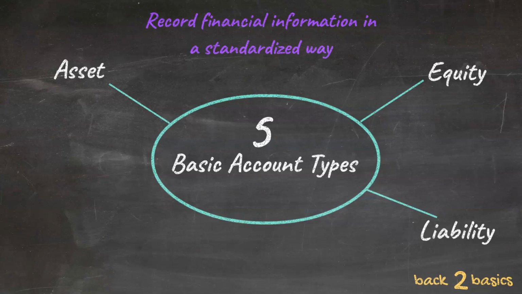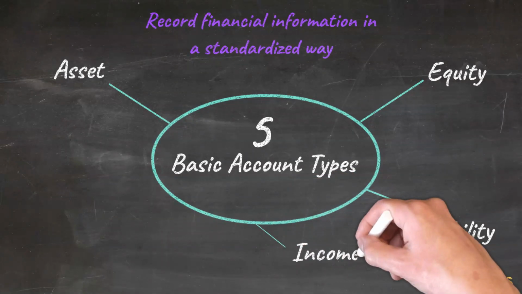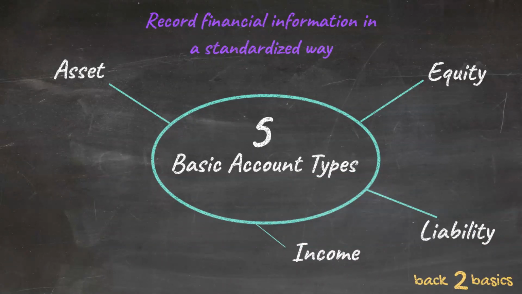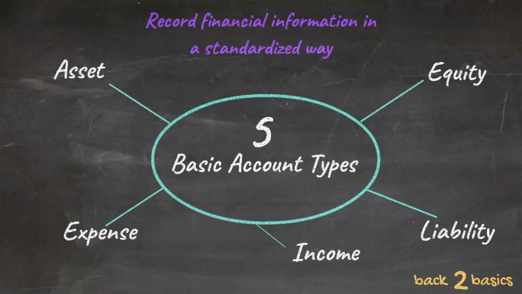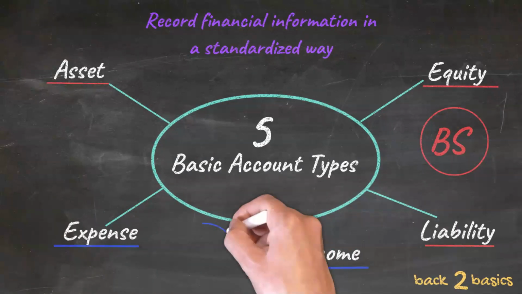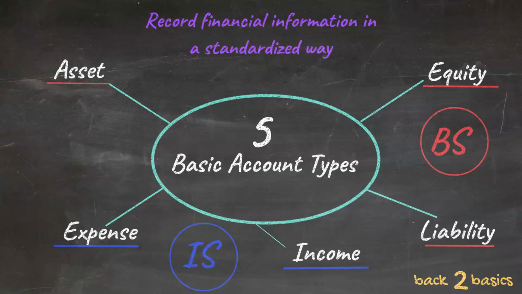Then you also have liability accounts. These are amounts the company owed to other stakeholders. You also get income accounts. These accounts consist of income earned by the business. And expense accounts, showing the cost of running the business. The 5 basic account types are important because they appear and are presented on the face of the financial statements. Assets, liabilities, and equity accounts will appear on the statement of financial position, also known as the balance sheet. And the income and expense accounts appear on the statement of comprehensive income, also known as the income statement.